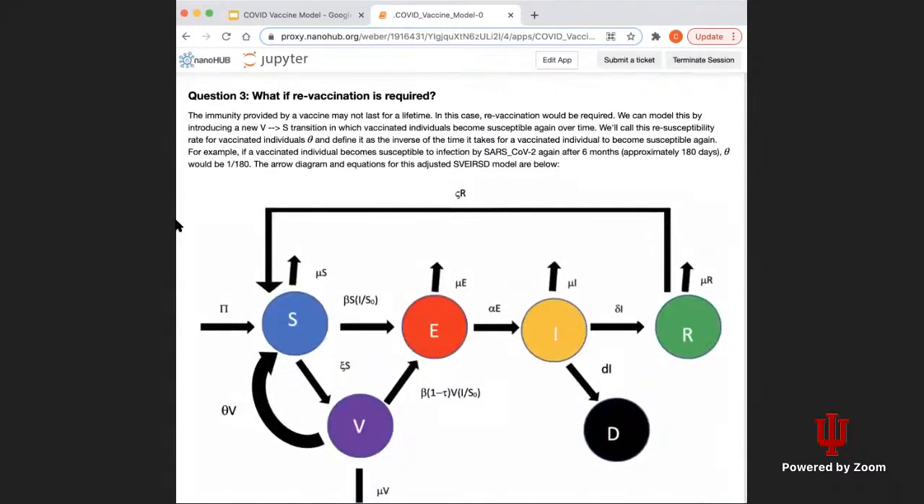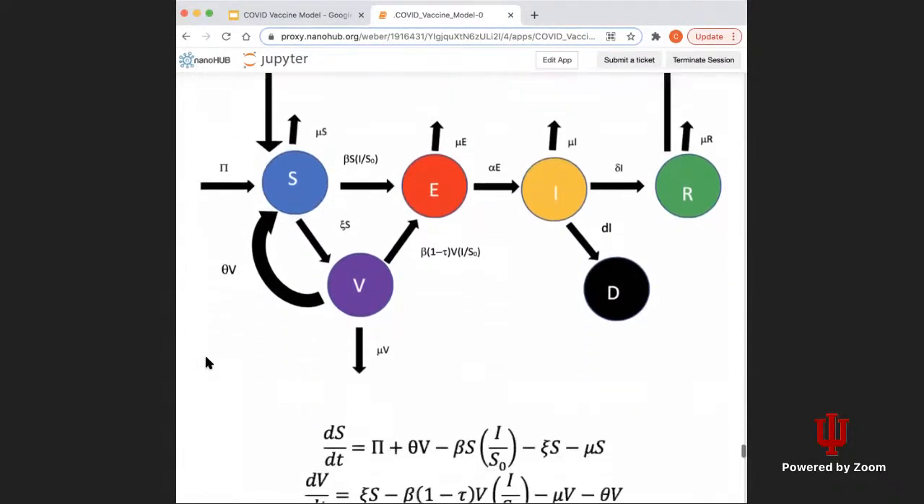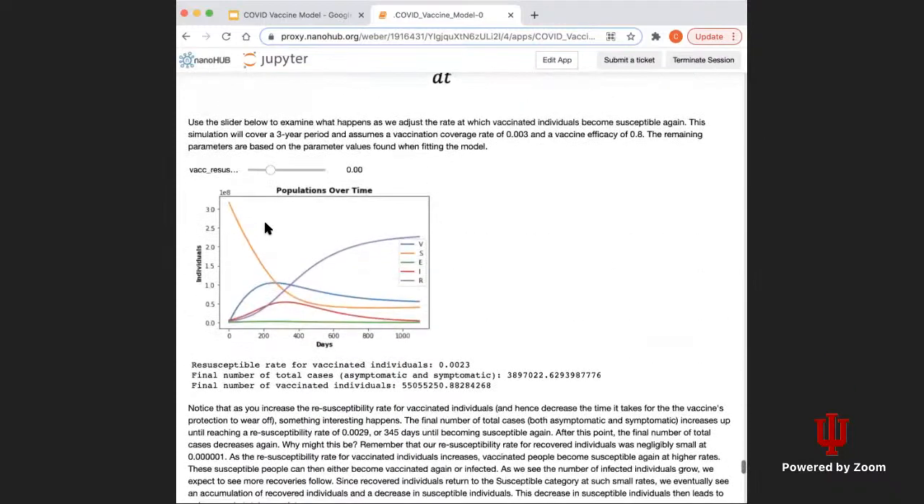And this one is similar to the last two questions, but it basically asks if you need to revaccinate the population after a certain amount of time, which, with things like COVID right now, is definitely a possibility. You can just play around with those a little bit.